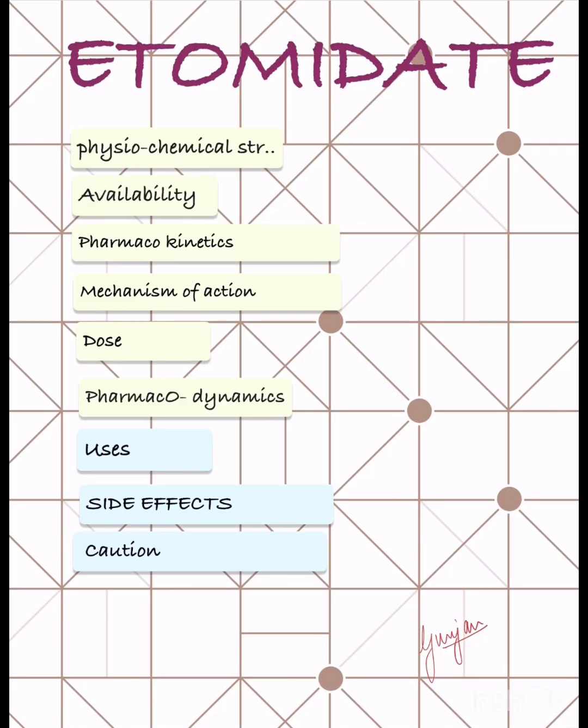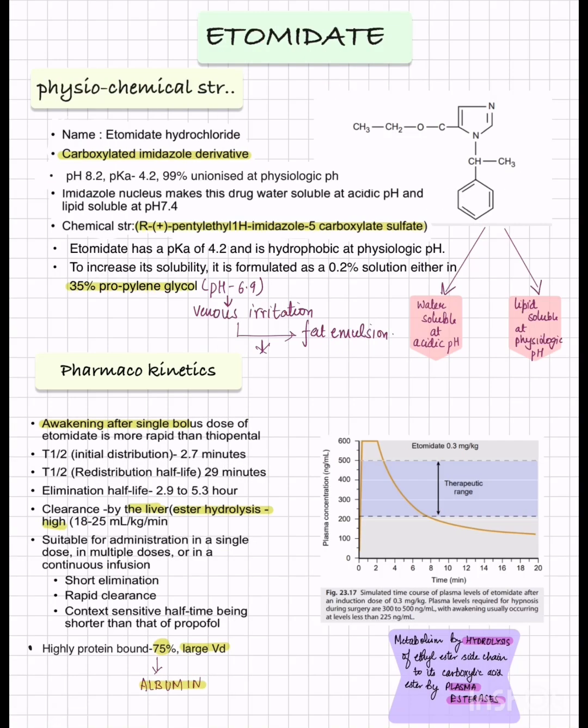Hello guys, coming to our next upcoming IV induction agent, Etomidate. To read about Propofol, Thiopentone and Ketamine, you can always go through my previous videos. Coming to physicochemical structure, it is a carboxylated imidazole derivative, Etomidate hydrochloride, and a very important part is that 99% is unionized at physiological pH.